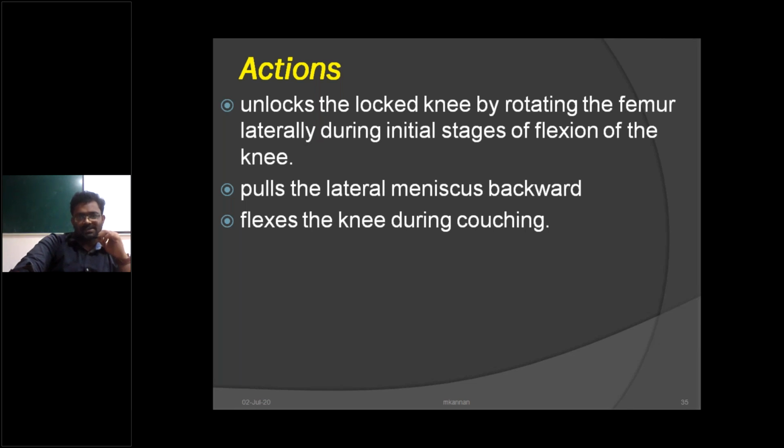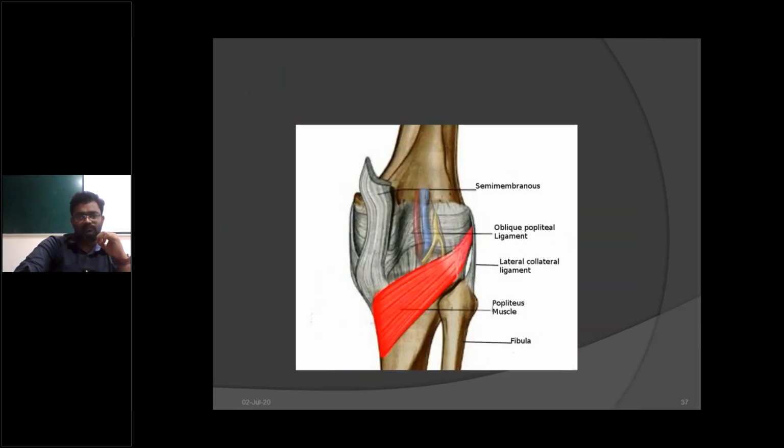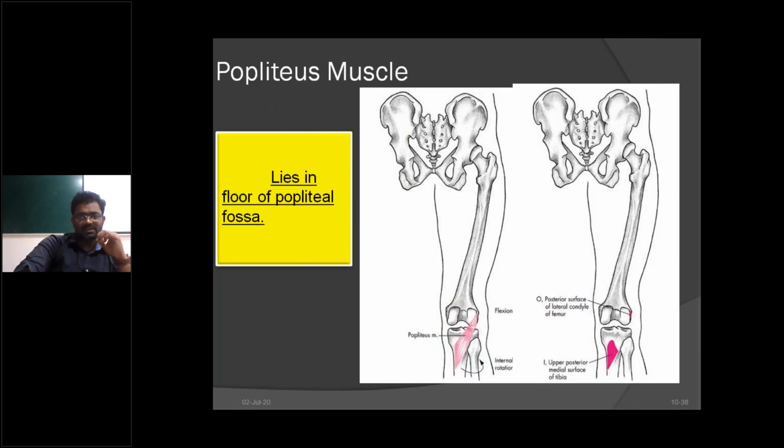So origin, insertion, nerve supply, action. These four points you can remember. These four points are very important, right? So this is the origin and insertion of the popliteus. So popliteus lies in the floor of the popliteal fossa.